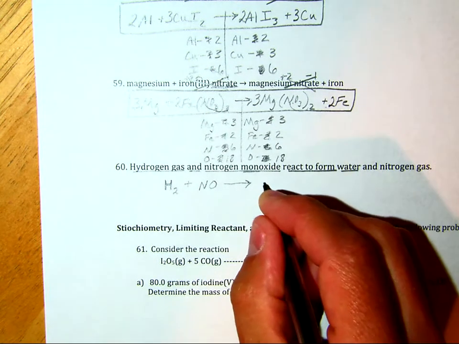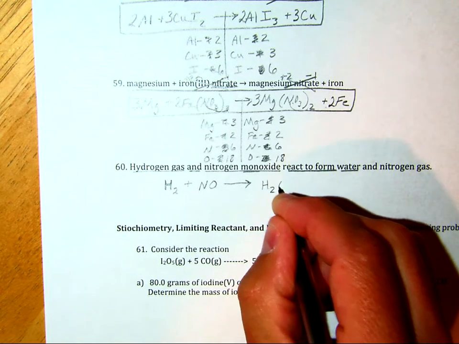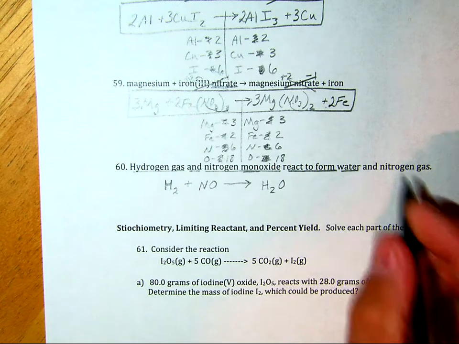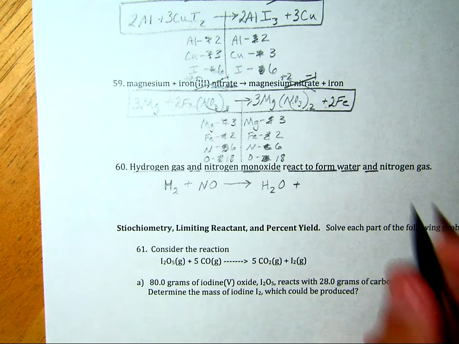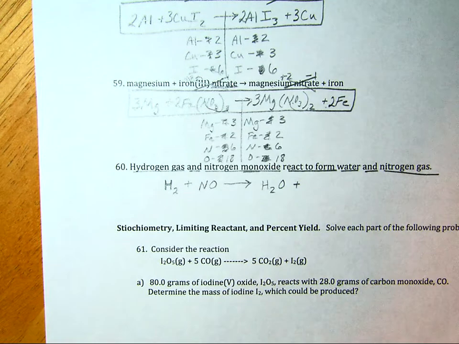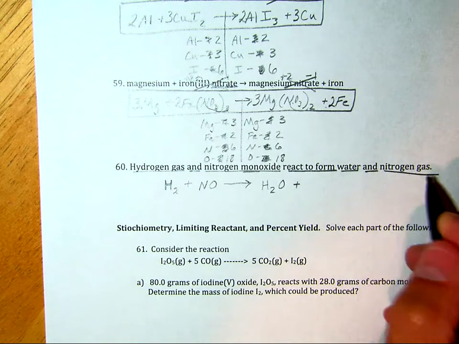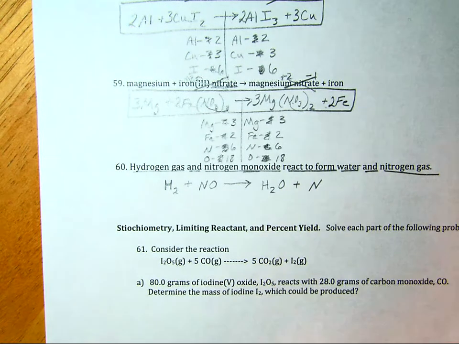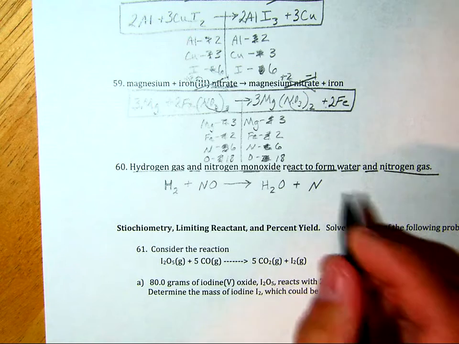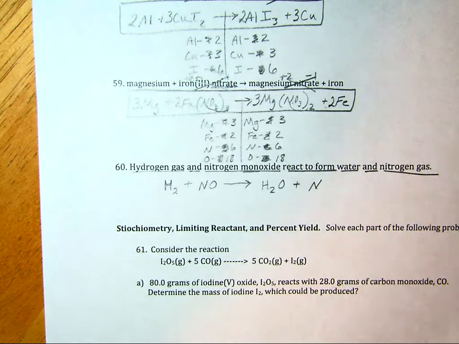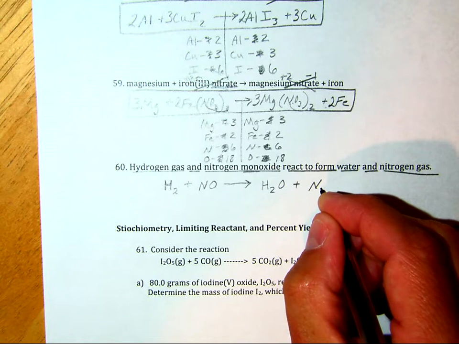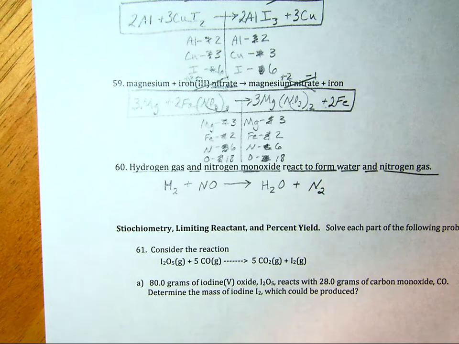Water, that's the common name for H2O. And means a plus sign. It's reacting, or it's forming something else as well. And nitrogen gas. Nitrogen gas is just pure nitrogen, so just put N. However, it's an element by itself. Ask yourself, is it diatomic? And the answer is yes, it is diatomic. So we're going to put a little subscript 2 there.